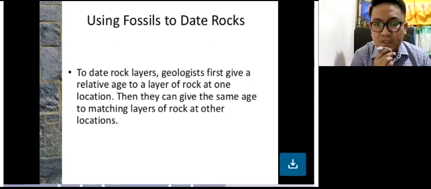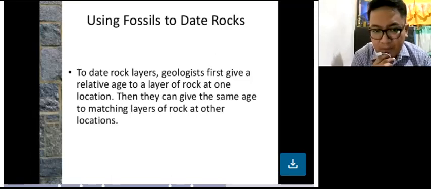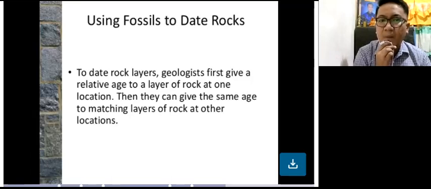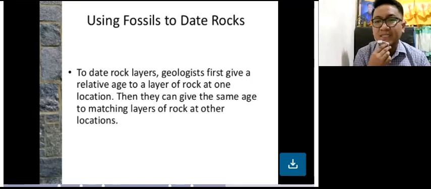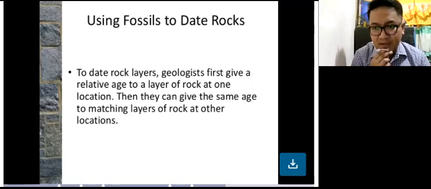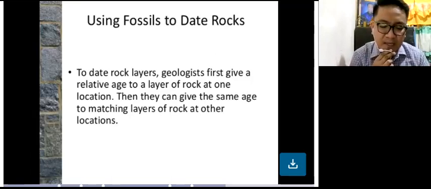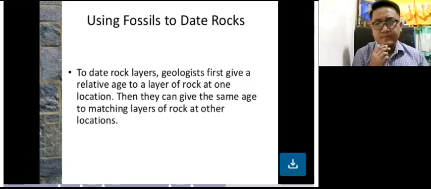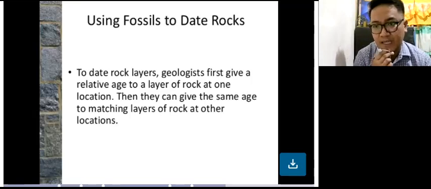To date rock layers, geologists first give a relative age to a layer of rock at one location. Then, they can give the same age to matching layers of rocks at another location. Yun po yung pag-process po nila to identify the date of rocks po. So, ma-identify po natin yung pinakamainam po pagdating po sa ating stratified rocks or stratification and age of rocks.